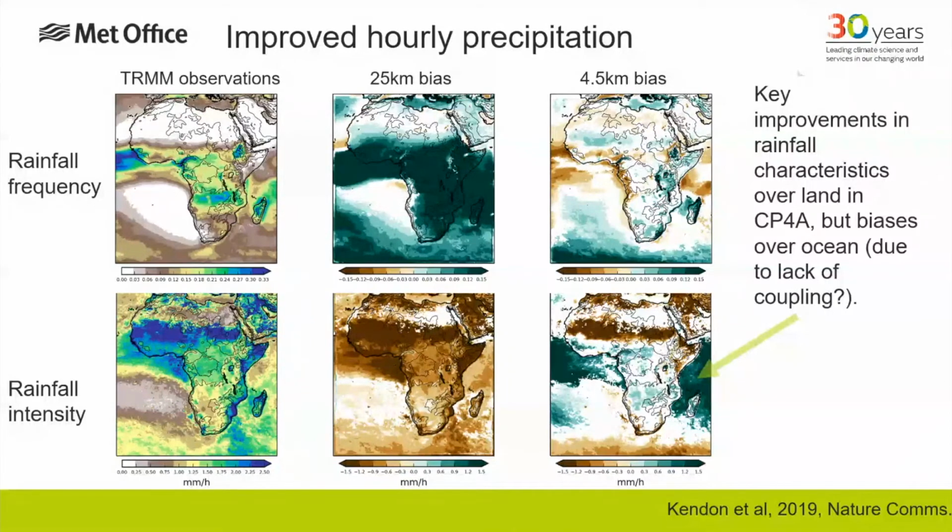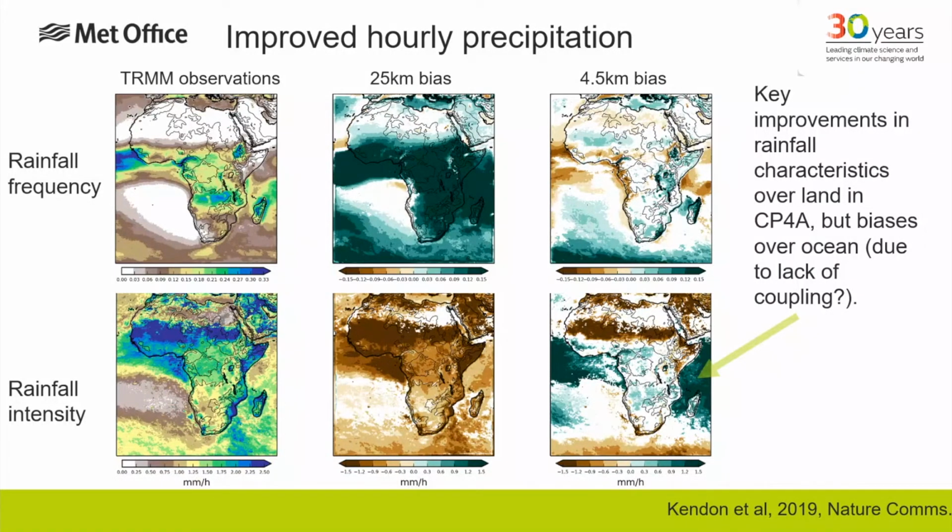Okay, I think given the time, I will probably say just a little about this. So this is one of the ways that we evaluate this convection permitting model for Africa. It's evaluated against satellite observations, these TRMM observations. Observations over Africa are notoriously difficult, and the TRMM doesn't come without health warnings. It's not a ground truth, it's a satellite derived product. And this is for frequency and intensity of rainfall.